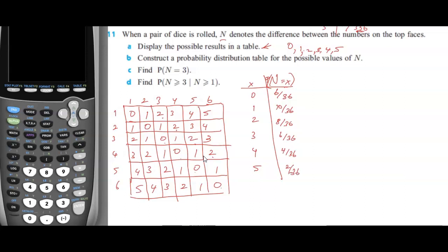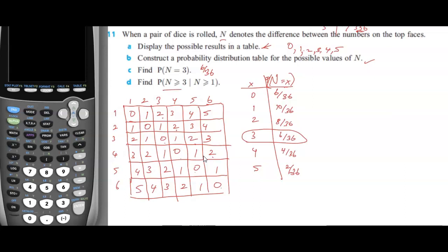And if we add up 6 plus 10 plus 8 plus 6 plus 4 plus 2, we should get 36. Yes, we do. Okay, so that was a good check. So that was the probability distribution table. Find the probability that n equals 3. Oh, that's easy. 6 out of 36. Remember from the probability chapter, it's better not to reduce the fraction.